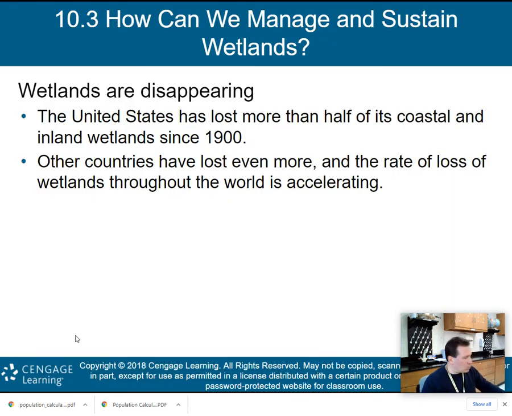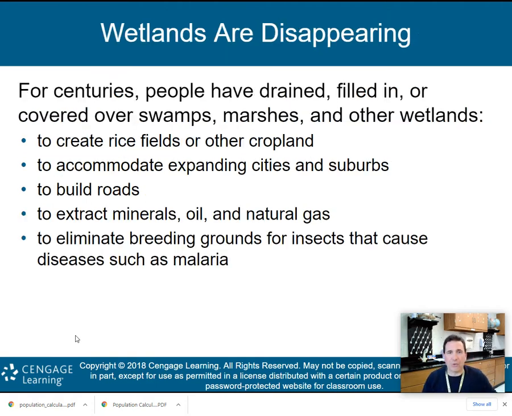All right, we're next going to move on to how we can manage and sustain wetlands. Obviously, wetlands are disappearing, or we wouldn't be talking about it, right? The United States has lost more than half of its coastal and inland wetlands since 1900. Other countries have lost even more, and the rate of loss of wetlands throughout the world is accelerating. So why are they disappearing? For centuries, people have drained, filled in, or covered over swamps, marshes, and other wetlands.